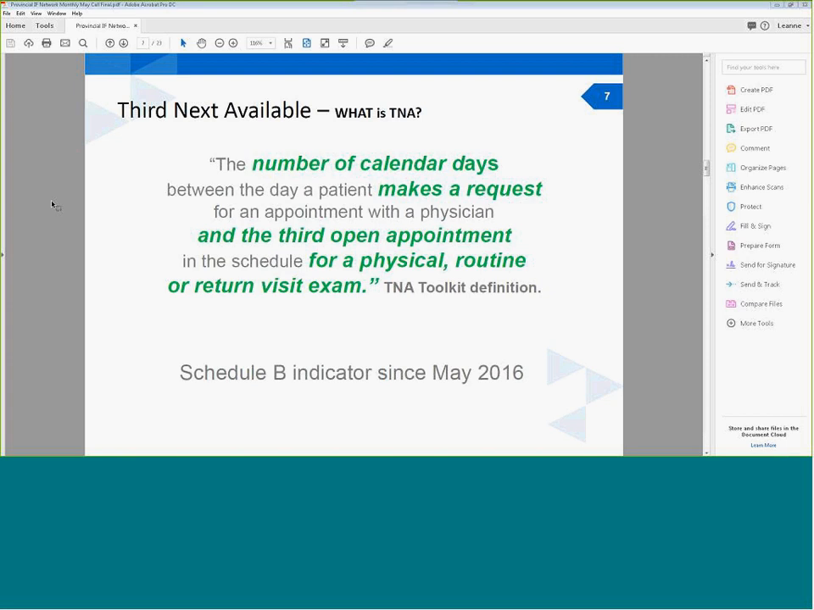And just for reference, this is a definition that's used in the Alberta Health Toolkit that was distributed back in May 2016. That indicator was released. First indicator, in fact. And what PCNs are required to report on is the number of physicians collecting third next available as a percentage of their total number of physicians. So that's to give us an anchor.